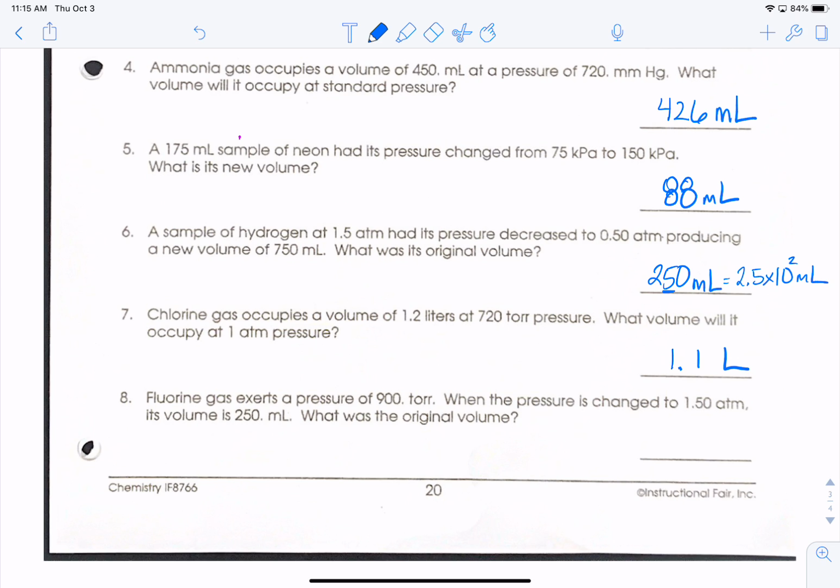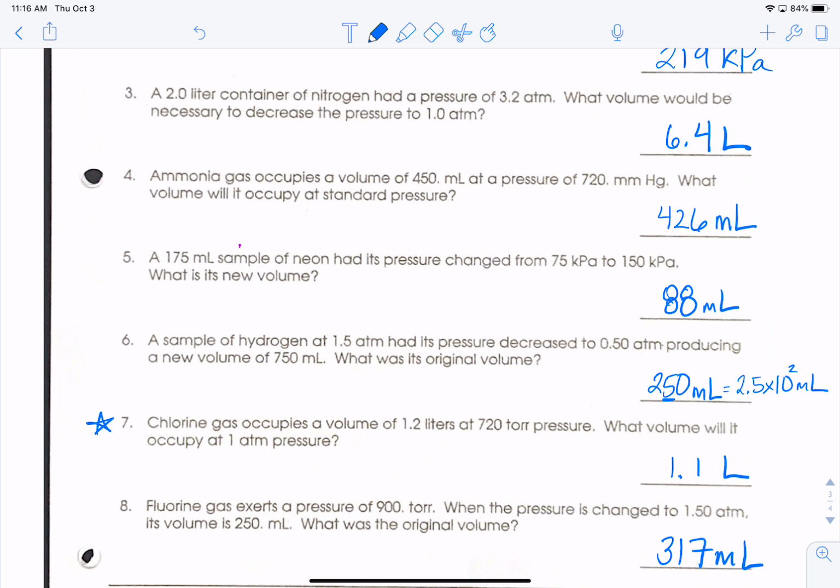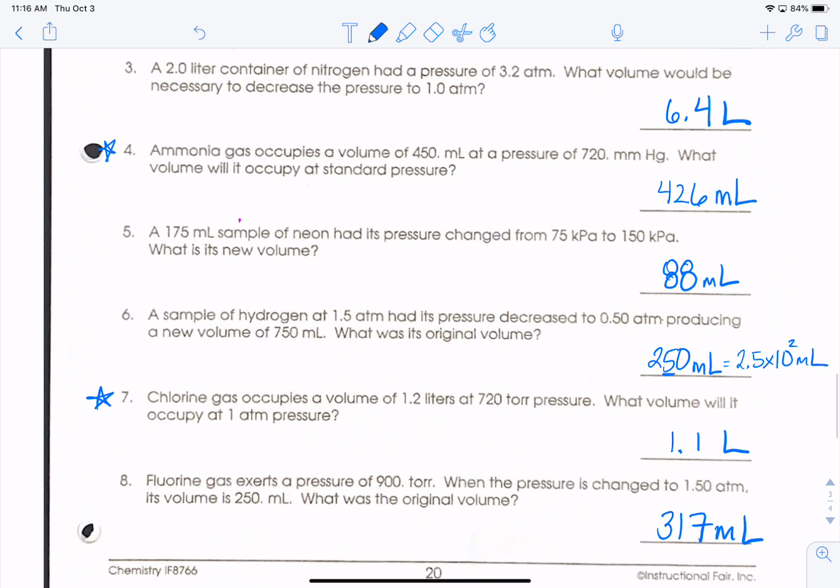Would anybody like me to do number 7, by the way? Yes. Yeah? Okay. Let's do number 7. And then how about we get to 317 milliliters? For fun, shall we do number 4 as well? Okay. For fun, right? Because this is super fun. All right, let's do number 4. Oh, and do you guys all have your answers down and checked your work and all that good stuff?